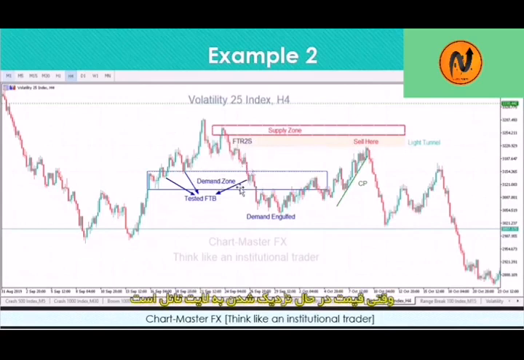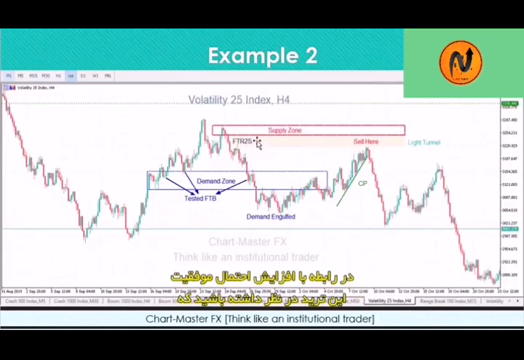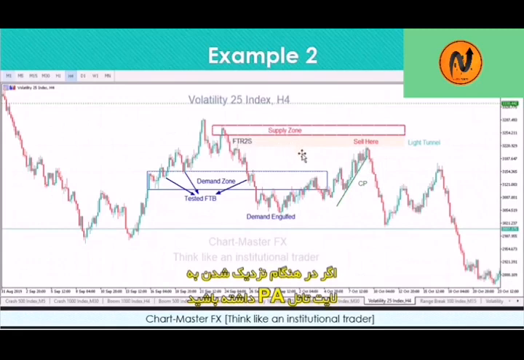Once the demand is engulfed, then as the price approaches the light tunnel, that's where you can place your trade and put your stop loss just above the supply zone. Take note that to increase the probability of success of these trades, if you have a PA, a price approaching towards the light tunnel, it makes that trade more probabilistic in nature. You increase your chances of being successful.